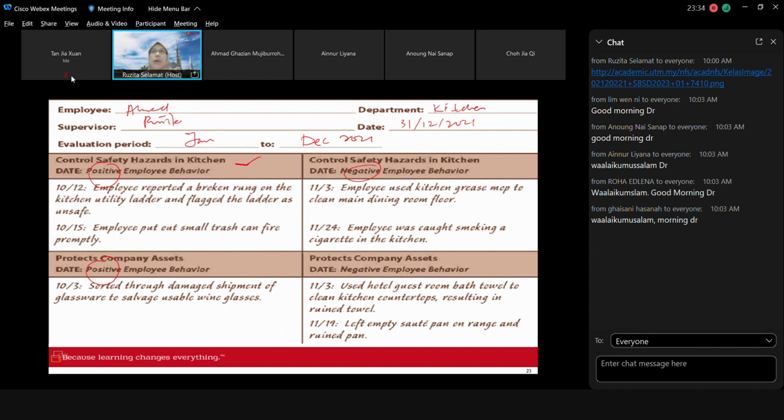Right, so this requires the observer. The observer could be the manager, could be the supplier, maybe, or peers, right? Maybe once in a while a customer, I'm not sure. Meaning whoever is observing, whoever is supervising this employee, will need to have a proper record, right? So this is just some of the examples. Okay, let's look at the first one.